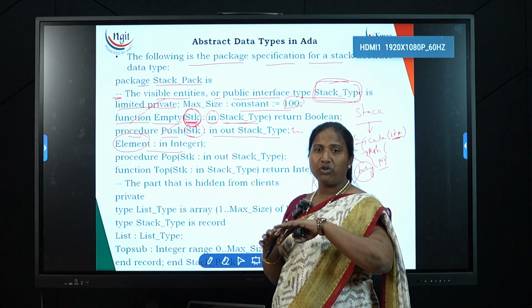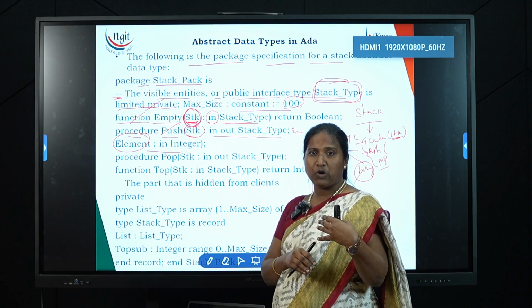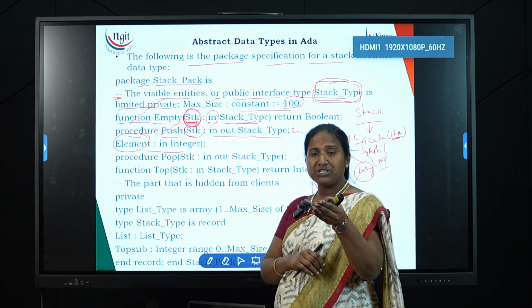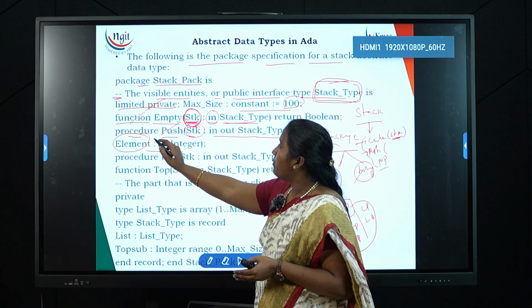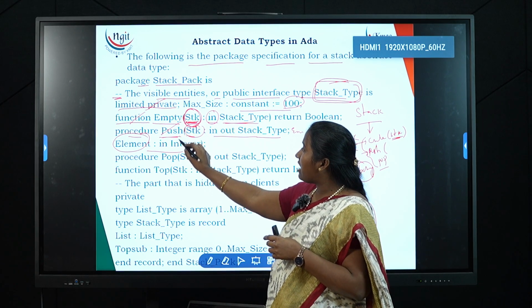We'll write a block of code. We'll use the instructions needed to perform that operation inside the block. But the difference is what? Procedure never returns a value. Function will return a value. Now procedure push is also the same. It will also act as a subprogram. It has 2 parameters.